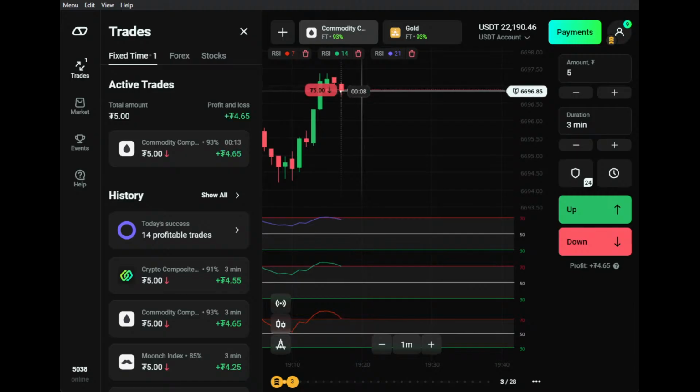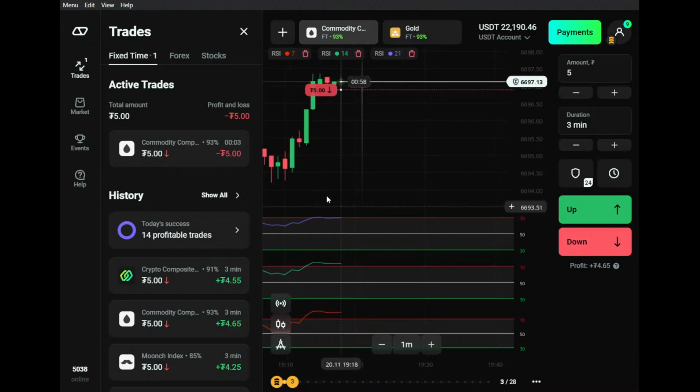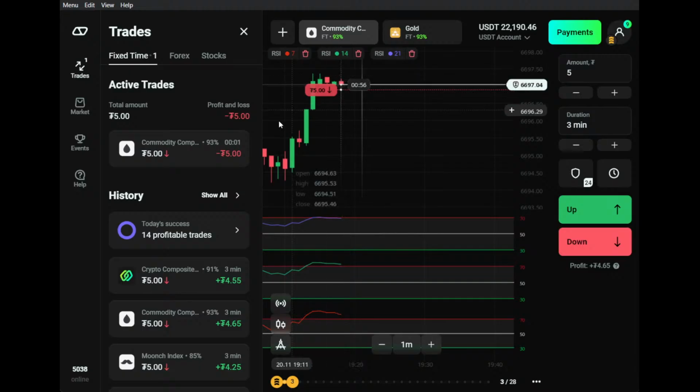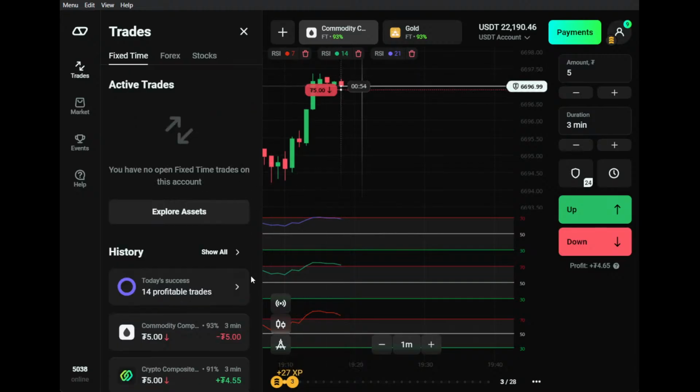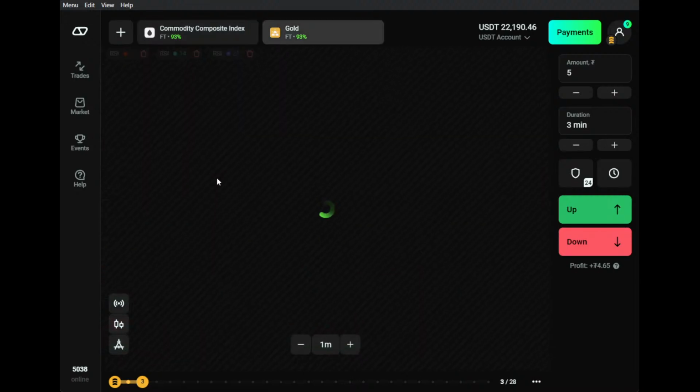So remember the things that I highlighted in this webinar. First of all, trade time should be 2 to 3 minutes at least. Trade amount should be smaller, 5 to 10% of your account balance. Do not only focus on your candle color, try to look at the RSIs as well.